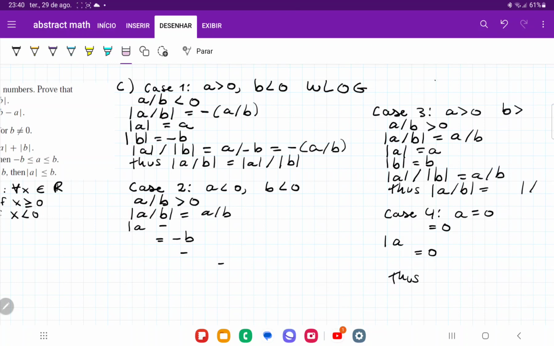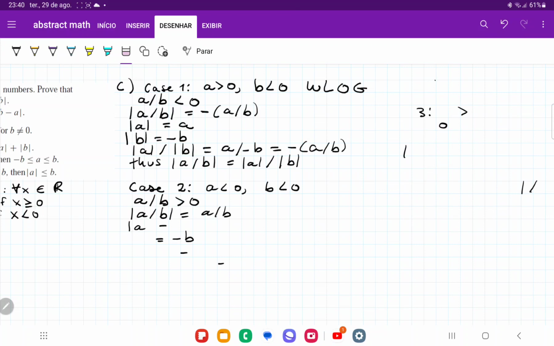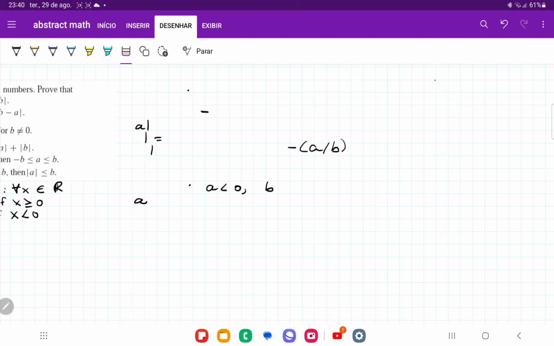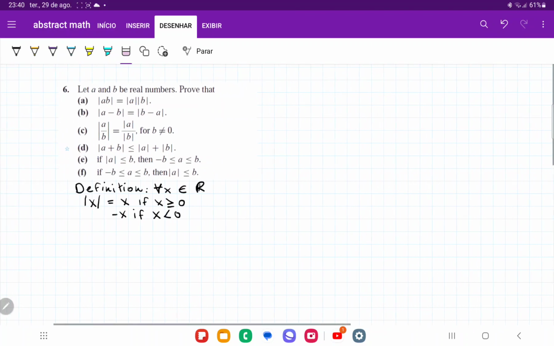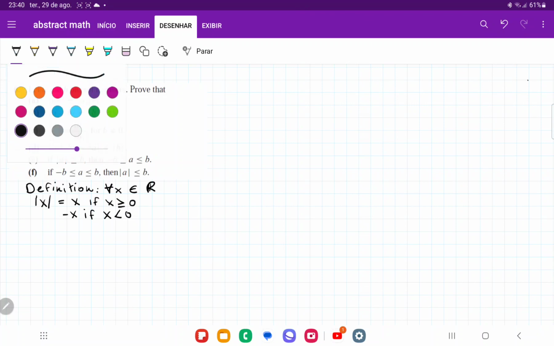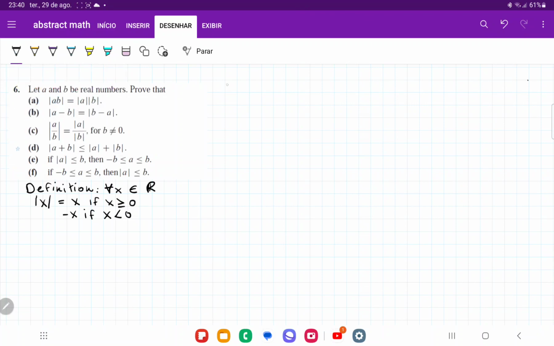That was pretty straightforward. And now let's do item D. I think that item D possibly will be the most complicated one. So let's go ahead and do that. So item D is, we want to prove that the absolute value of A plus B is less than or equal to the absolute value of A plus the absolute value of B. And so for this one, let's see.